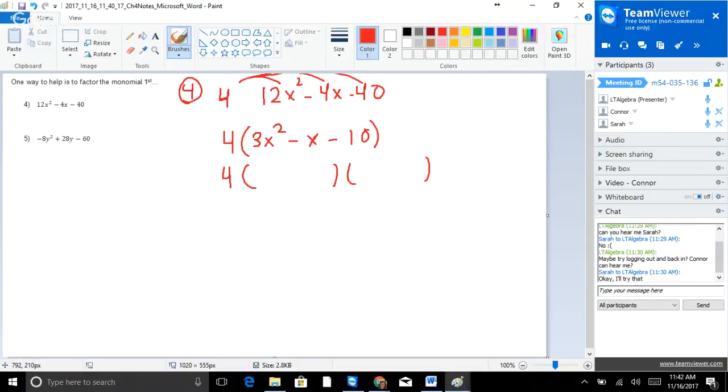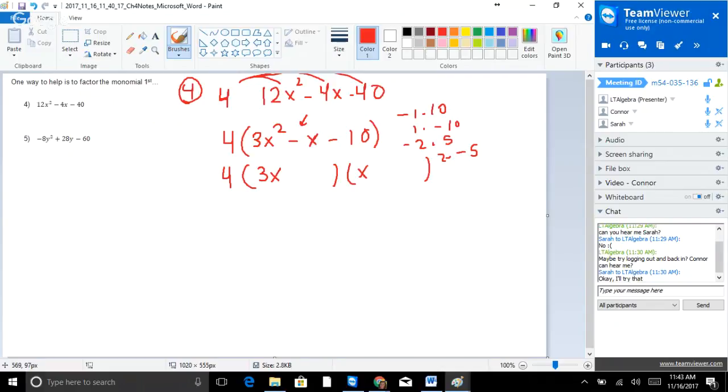So 3x squared, the only way to make 3x squared is 3x times x. So I know my first terms have to be that. On the back side, I have a negative 10, so I have a couple options: negative 1 times positive 10, or 1 times negative 10. I also have negative 2 times 5, or positive 2 times negative 5. I need to figure out what combination cancels everything out, because all I want left over is a negative 1.